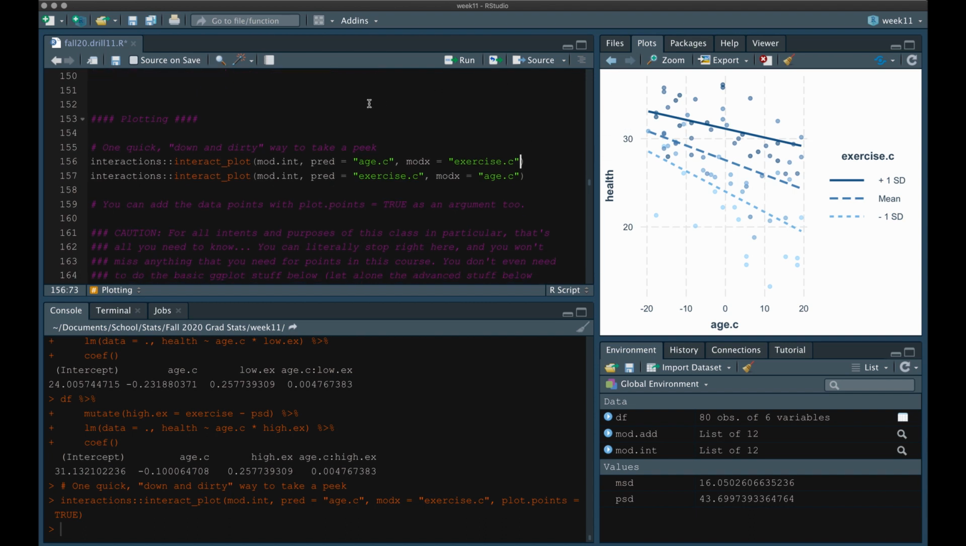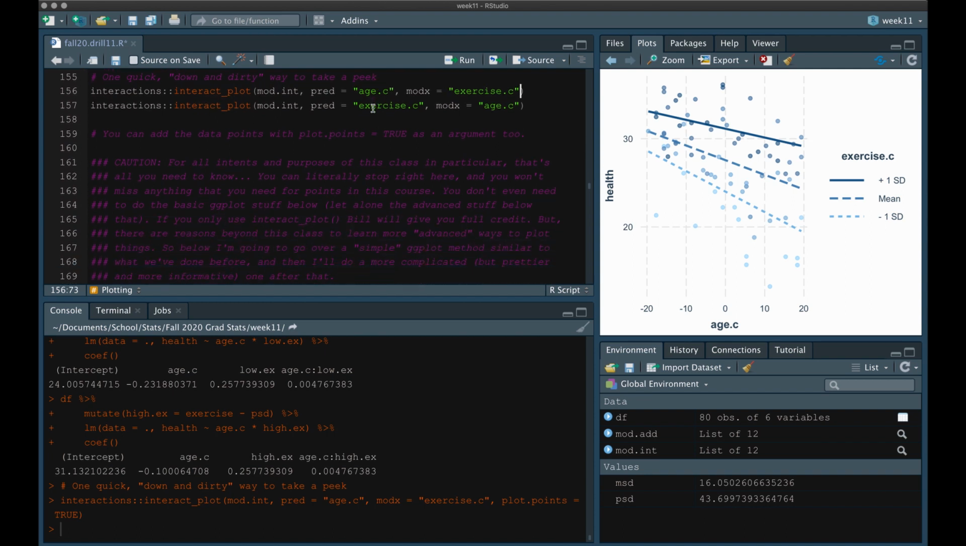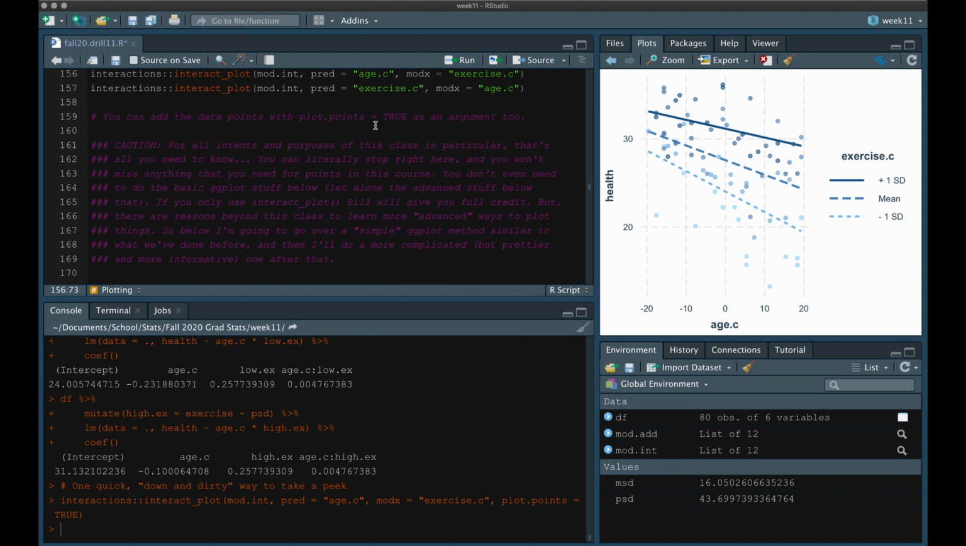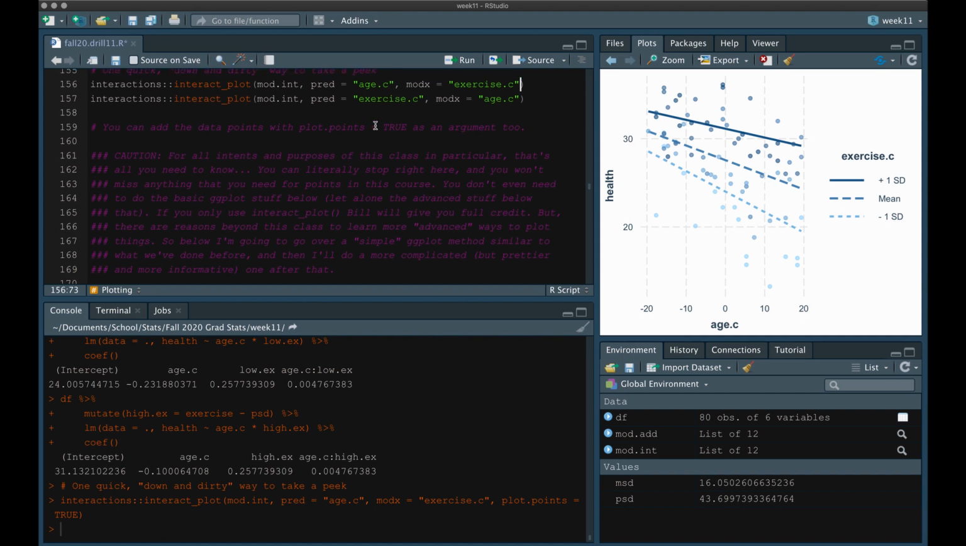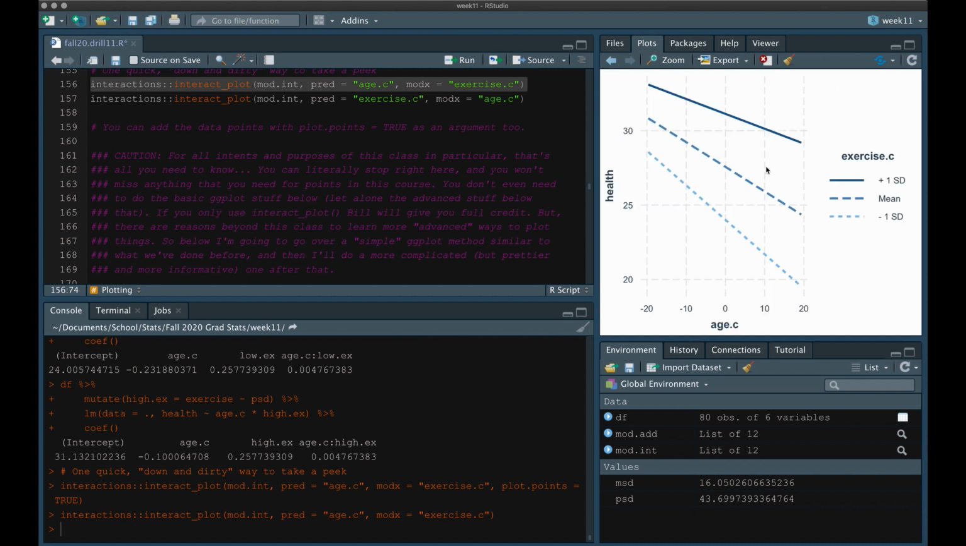So for all intents and purposes, you can stop right there with this video. You literally don't have to watch anything else to get all possible points in this class. You will not miss anything. But down below this, I'm going to show how to do this with ggplot, and I just want to make this absolutely clear that if you can run this line and produce this plot, that's all Bill will ever ask from you at most. He is not concerned.